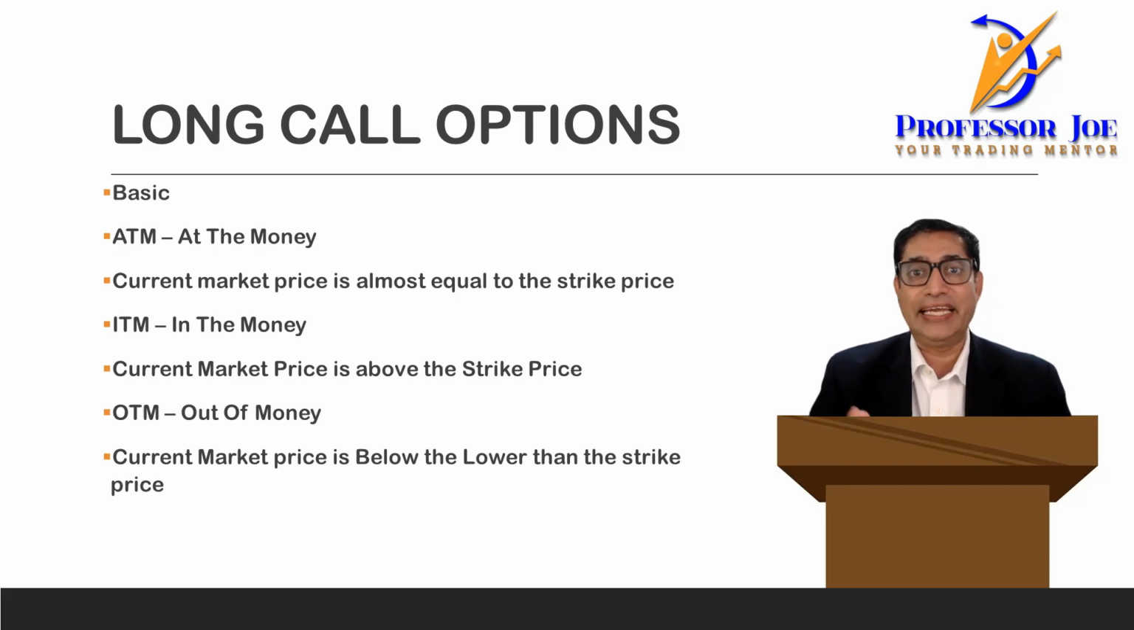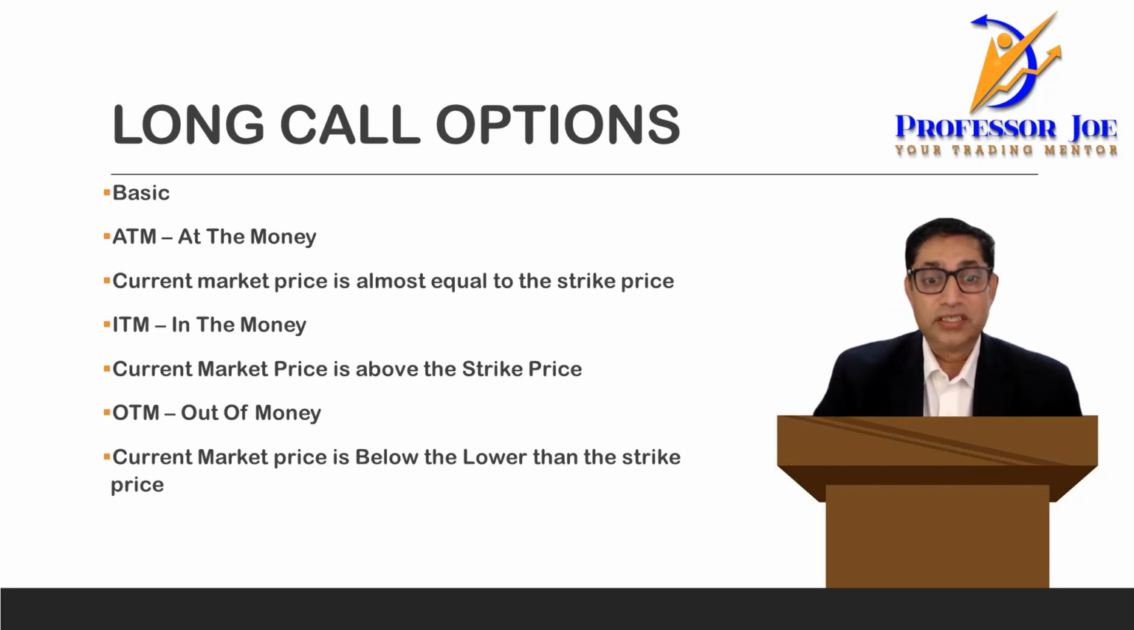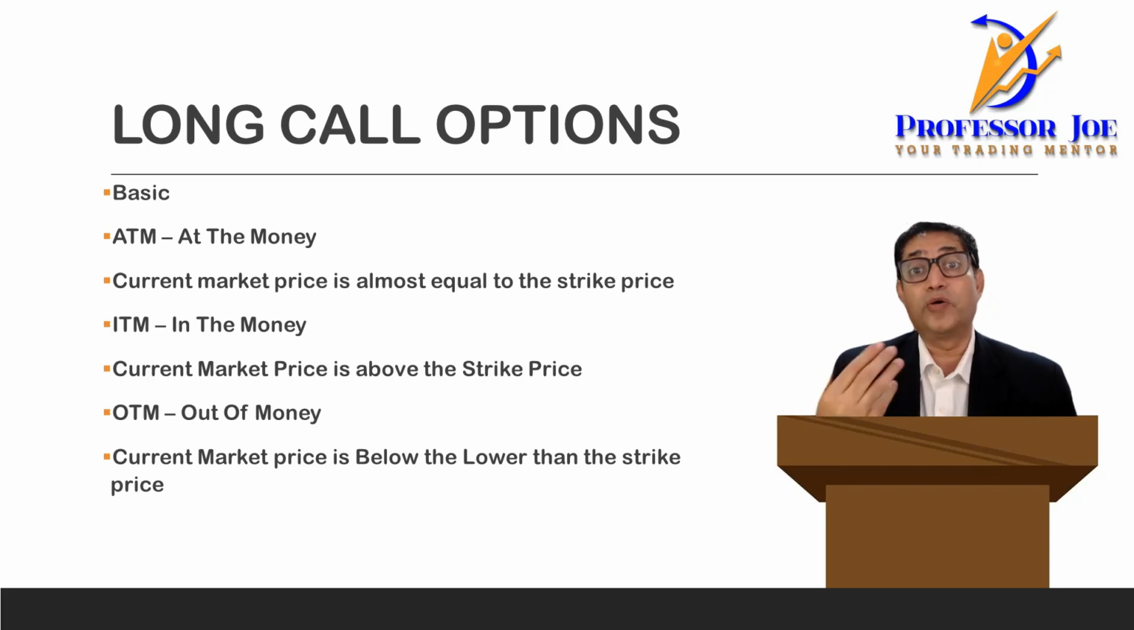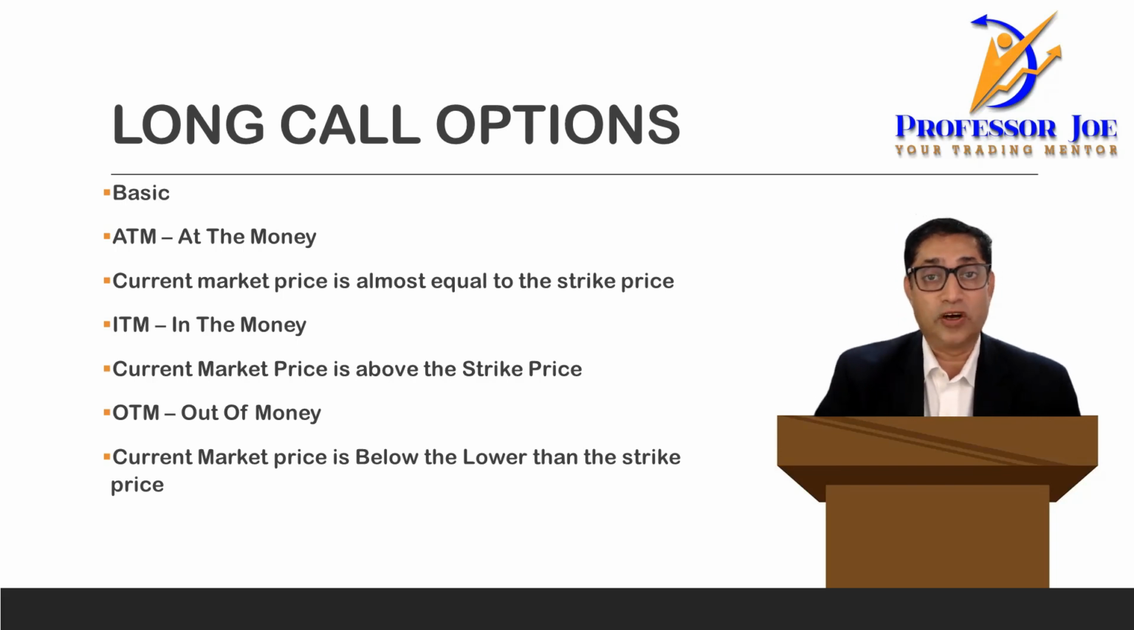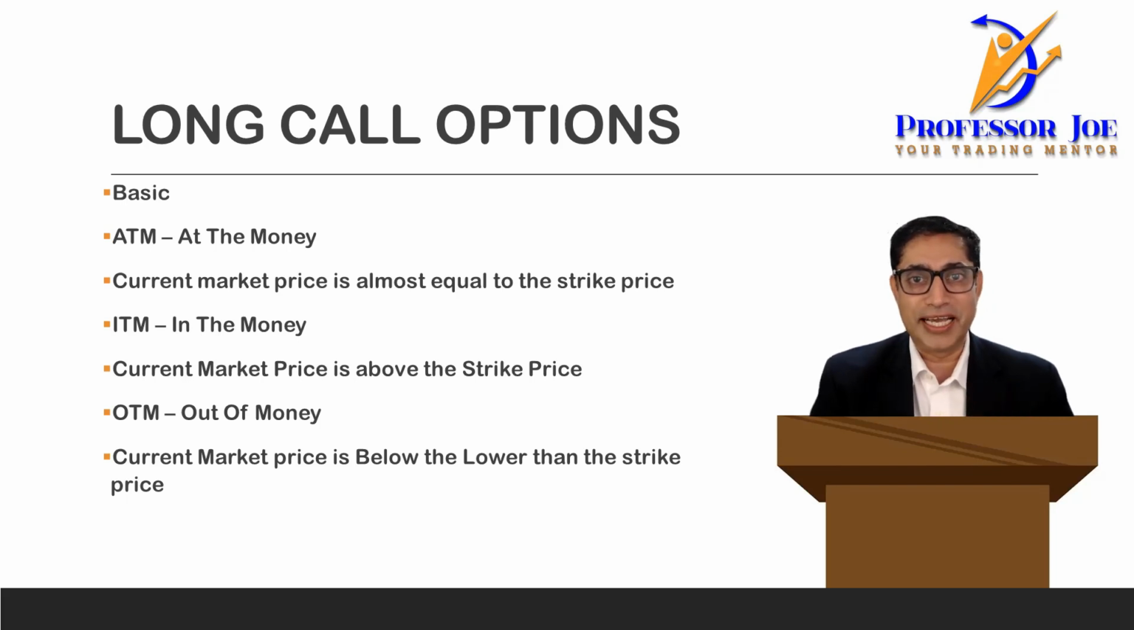The next is ITM, in the money. The current market price is above the strike price. Okay, that is when it is called ITM. We will look at an option chain that will give you a better understanding of it. The third price that you can enter at is OTM, that is out of the money, where the current market price is below the strike price. Now, whenever I'm saying current market price, I mean the current market price of the underlying asset. So you need to understand that whenever we are talking about options, there is a current market price of the underlying asset.